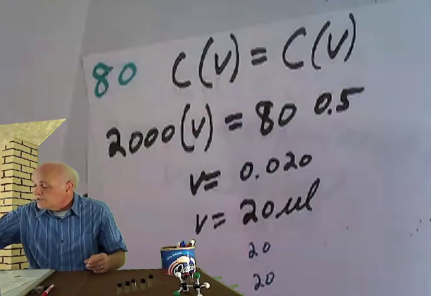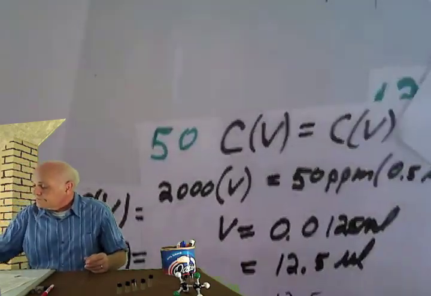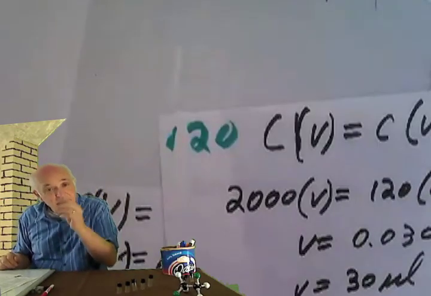So going to the next one, we got 120, which is 30 microliters. So 30 microliters of each one.